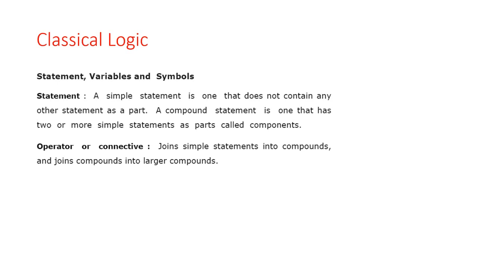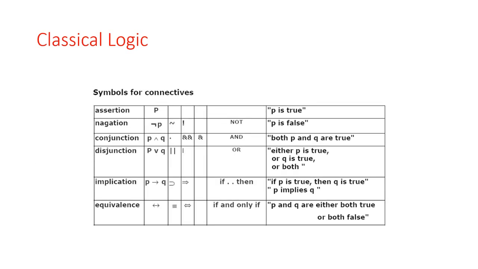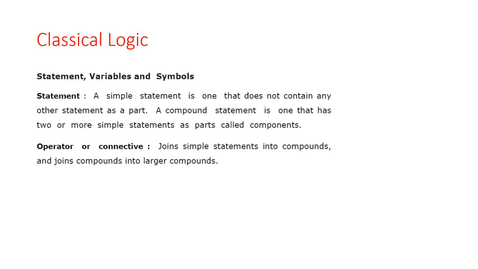Then the second part is an operator or connective. Operators join simple statements into compound statements and join compound statements into larger compounds; they are called operators or connectives between the two statements. Propositional logic contains symbols for connectives. These are all the symbols. By using these symbols, we can combine two statements, whether simple or compound.